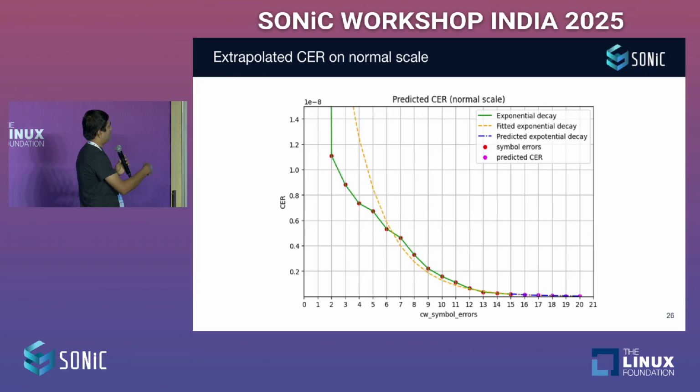Again, we convert back from the logarithmic scale to the normal scale by applying the exponential function. Then it looks like this. So the ones we see here are the extrapolated points.